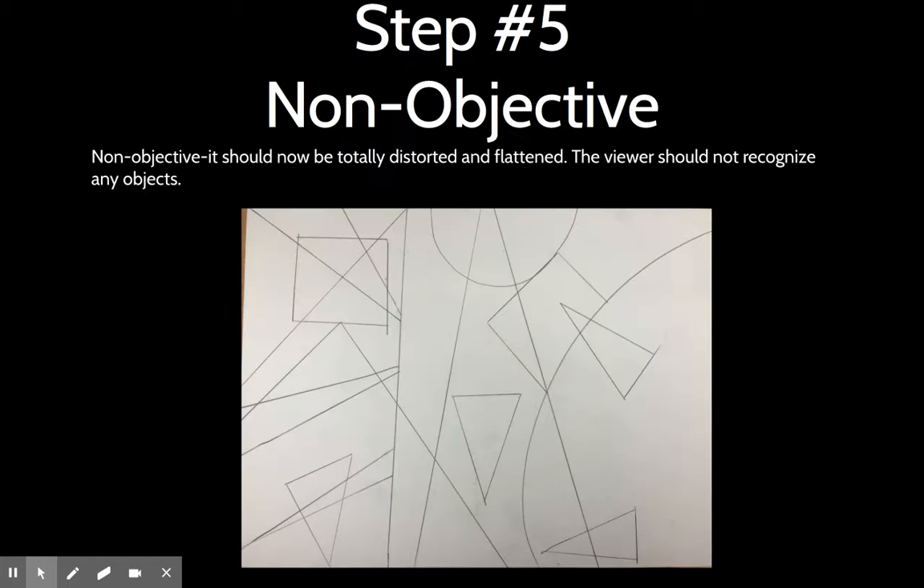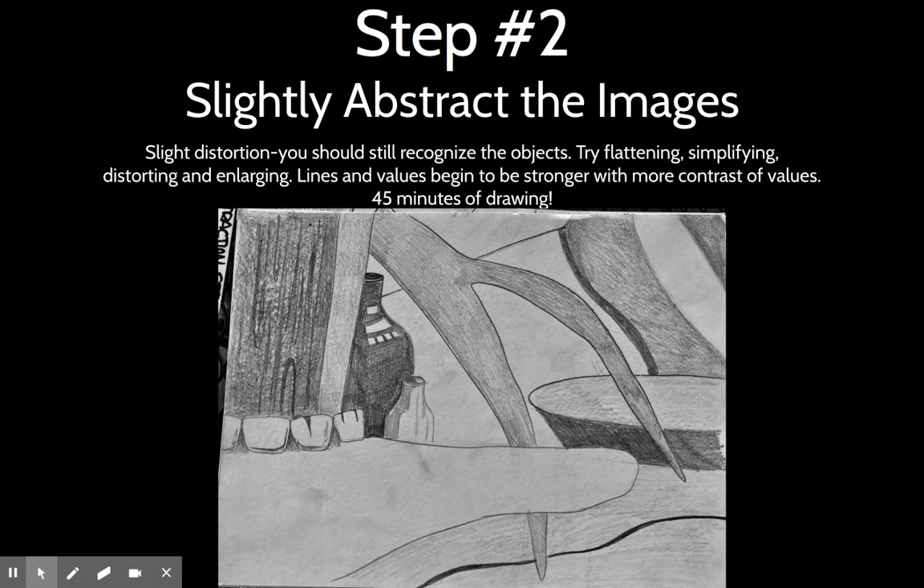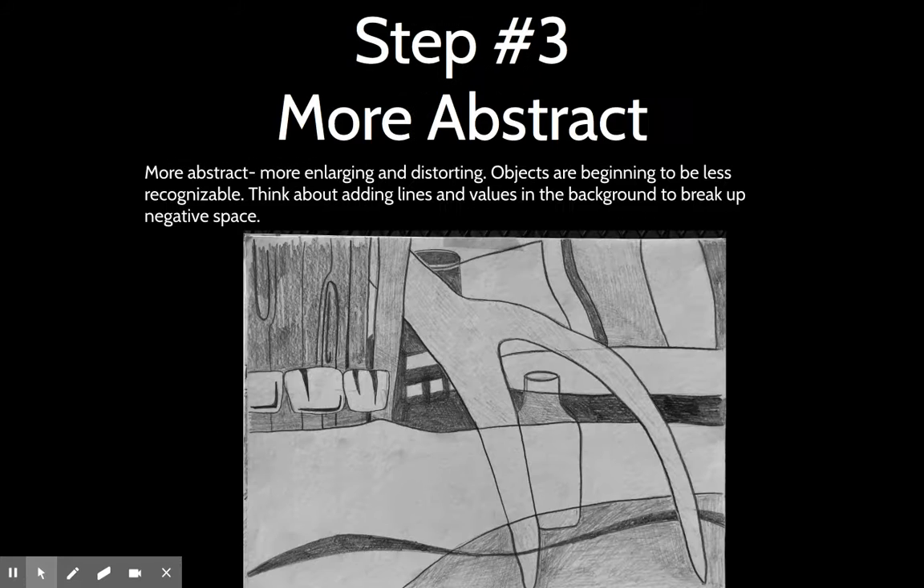Let me skip ahead. Let me try to show you another example. Okay, again, step 1, recreate the still life. 45 minutes of drawing. We want at least 5 objects. This is kind of an unfinished drawing, but you can tell it's realistic. We can see what things are. Step 2, slightly abstract. Things are starting to be simplified. Things are being distorted. They're flattening. They're enlarging. Lines are becoming stronger. Contrast is becoming stronger. And then step 3, even more abstract, right? Again, losing the idea that things are overlapping, right? We're losing that depth, that space. Lines and values start to break up the negative space. Okay, so again, going to step 3.